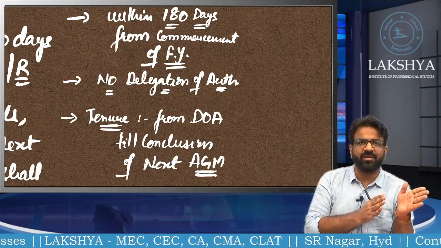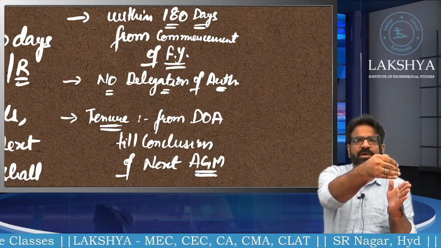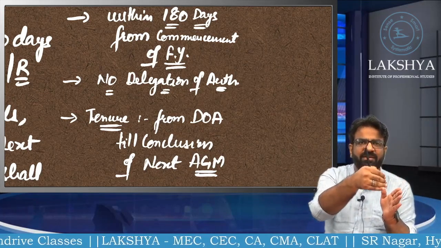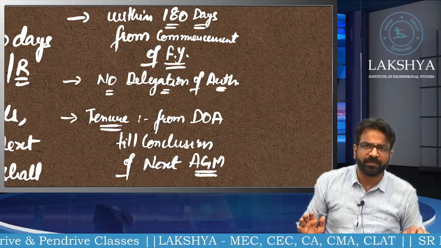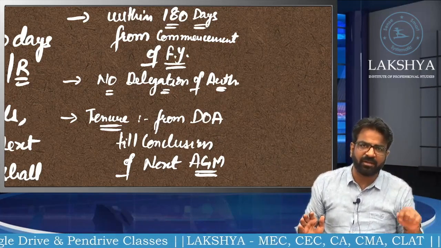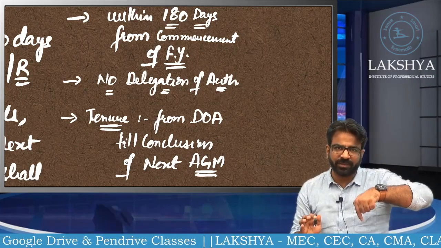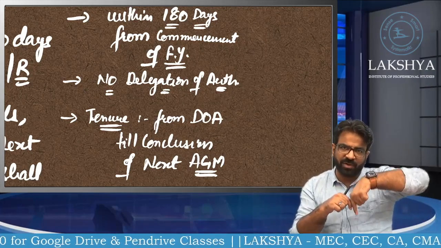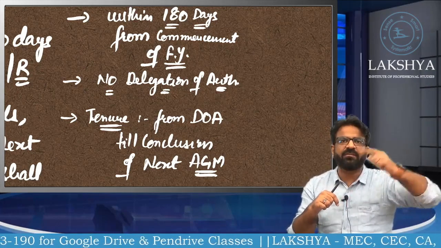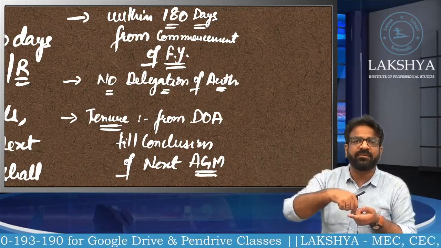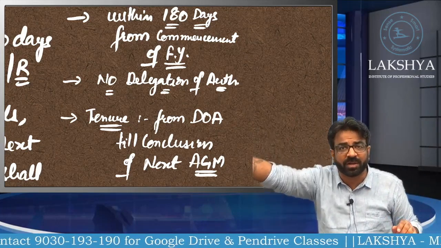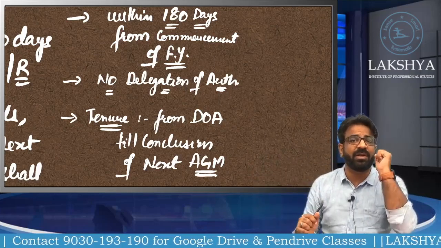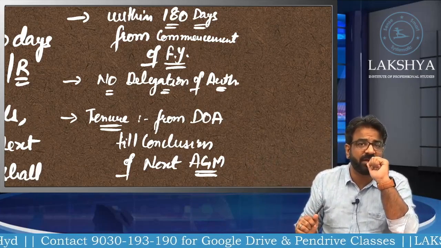First AGM is already over. This particular auditor is appointed because the AGM is held in the next year or not? The financial year 1920 got over. Right now, the first financial year is 1920, and for that the AGM got over. So, up to the first AGM, the first auditor held the office. Now, the first auditor will leave. Who will come? A new auditor will come. He will hold the office from his date of appointment till the conclusion of what? Next AGM. Now, tell me, when will the 2021 financial year AGM be conducted?